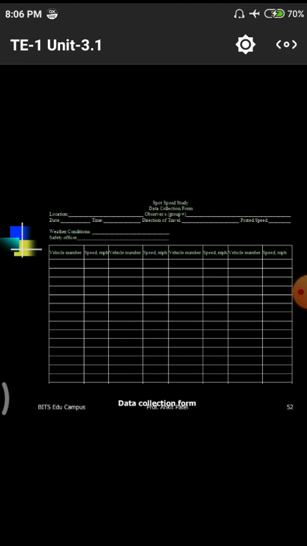Previously we counted the vehicles and types of vehicles moving on a particular road surface. After that, we have these speed studies. First of all, we calculate the type of vehicle. After that, the type of vehicle and its velocity while moving on the road.